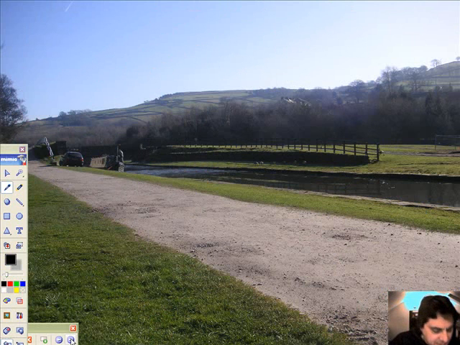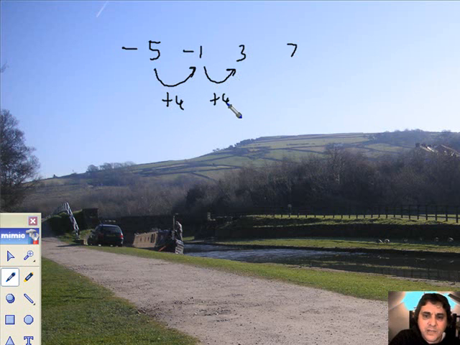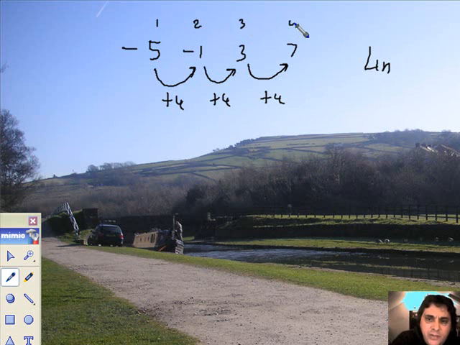Let's do one more linear sequence. This one looked frightening, it's so not. Minus 5, minus 1, 3, 7. Really easy. How do you get from minus 5 to minus 1? You add 4. How do you get from minus 1 to 3? You add 4. And what about from 3 to 7? Well, you add 4. We know we've got it right because the sequence goes up plus 4 each time, term to term. So I know it's a 4 times n rule. Again, 1st, 2nd, 3rd, 4th, nth member.